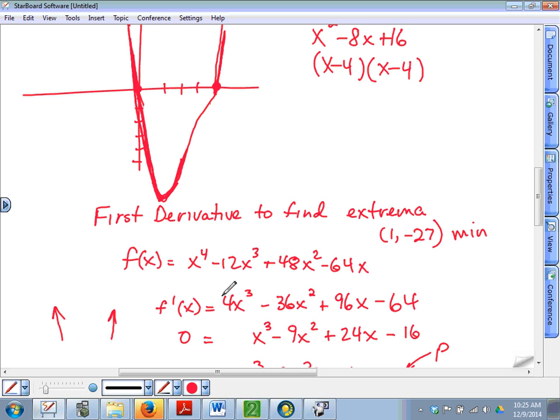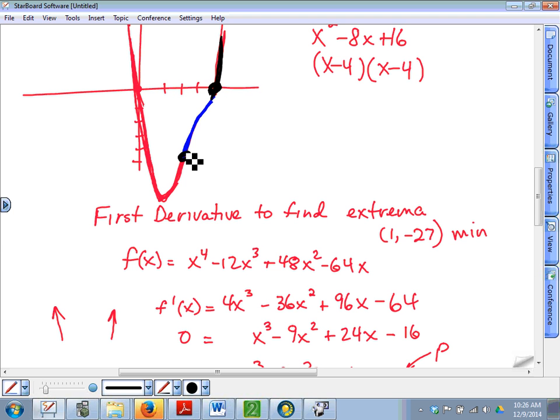Okay, it's a smiley face, concave up. But then this piece right here, I'm going to do it in a different color, that's concave down. And then this piece right here, that's another concave up. So what you're going to have to find are the inflection points where it switches concavity.